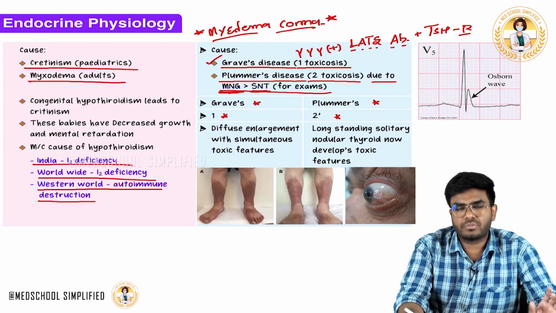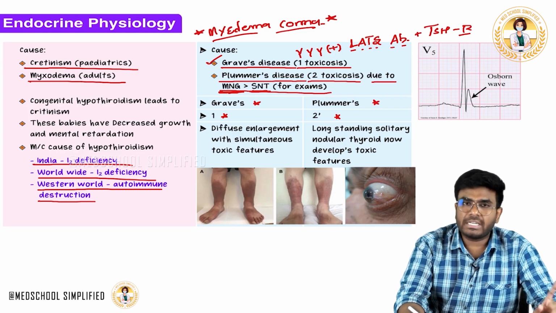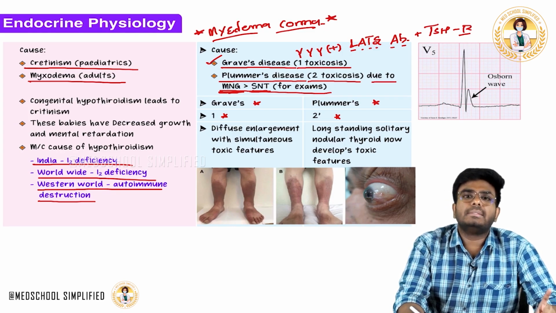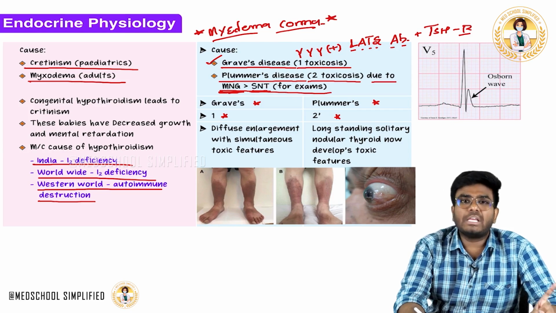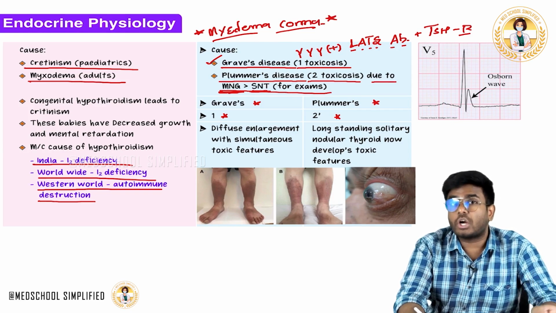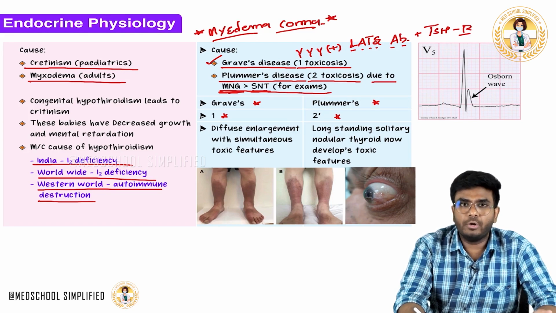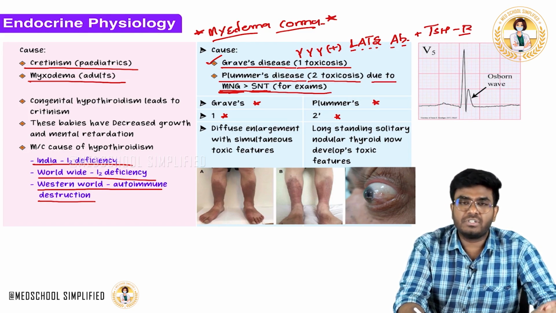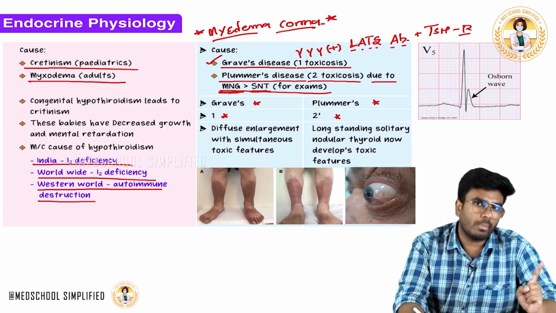This is an emergency condition. So, what do you have to do? You have to give the active T3, not the T4. You have to give the active T3, that is liothyronine. Liothyronine is the drug of choice. Remember, liothyronine is active T3, which is used in the treatment of myxedema coma.